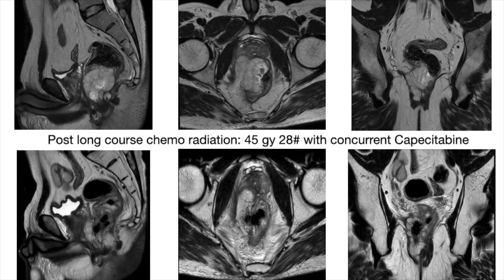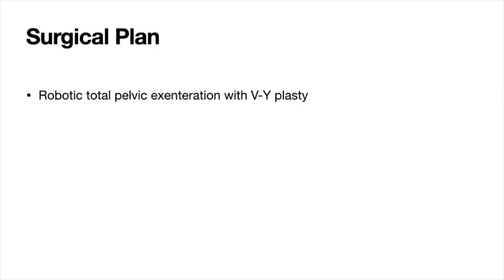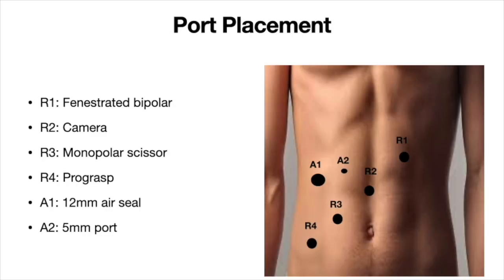He received concurrent chemoradiation, following which a response scan was done which showed stable disease with persistent loss of fat plane with the prostatic capsule. However, there was response in the nodes. He was then planned for robotic total pelvic exenteration with VY plasty for perineal reconstruction. The port placement is depicted in the diagram.